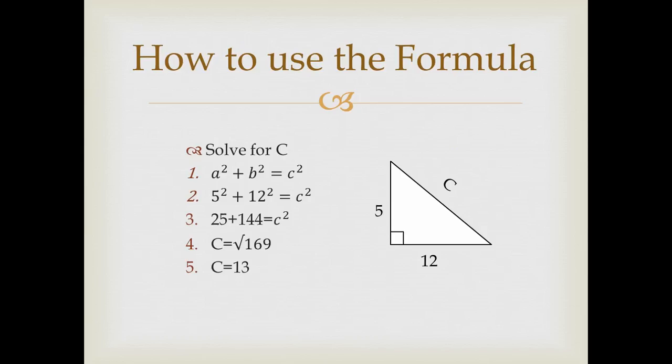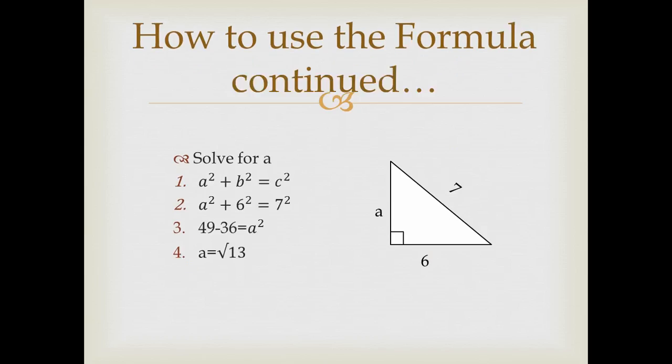How to use the formula. In this example, we're solving for the hypotenuse, c. So you would square both the legs and add them together. And when you have that sum, you take the square root of it to get the side length of the hypotenuse.